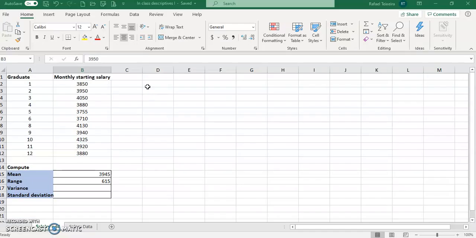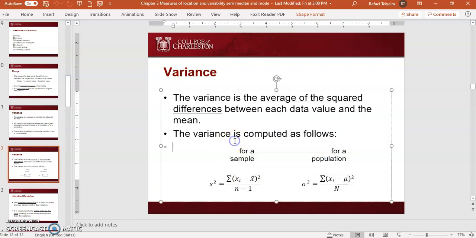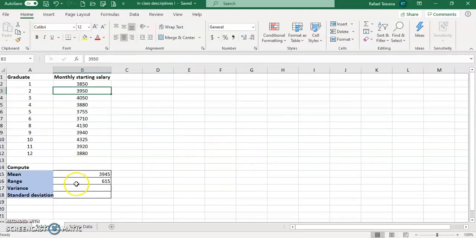This is what the formula is doing. It gets each one of these observations and subtracts the mean. Then we get each one of these differences and we square them. Then we sum them all and divide by the number of observations minus 1. This is how we compute the sample variance. This is the formula. However, you don't need this formula because you can do that in Excel.